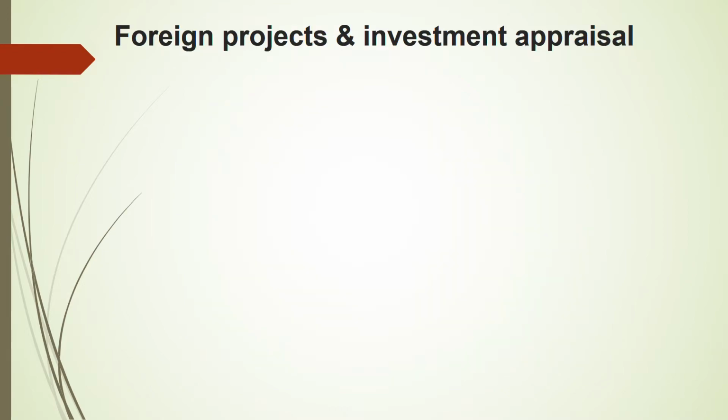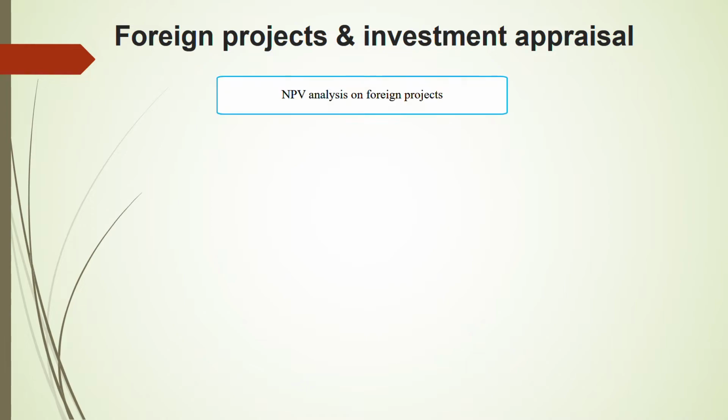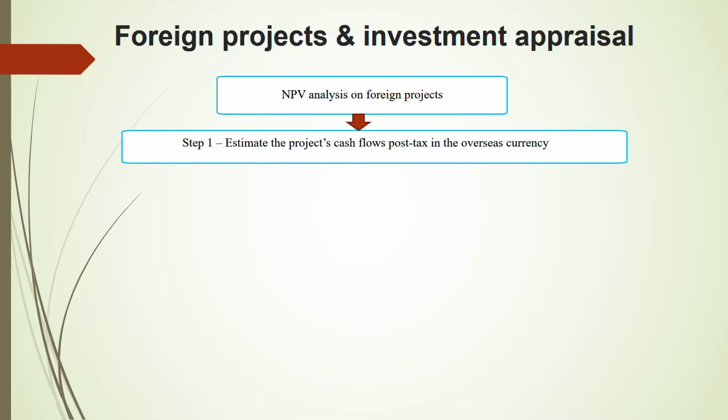Now we are moving towards foreign projects and investment appraisal. So this is a diagram. If you follow this diagram, you can never go wrong in the international net present value. That is, number one, net present value analysis on foreign projects. How do you do this? There are certain steps to do. There are two methods of doing it when calculating international net present value. Step number one is common for both.